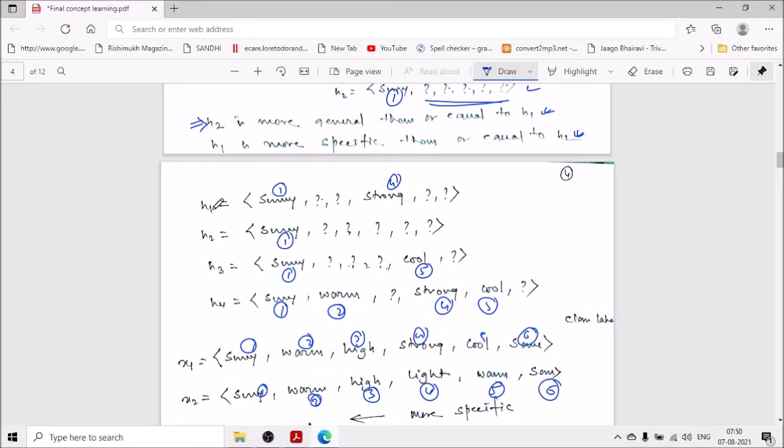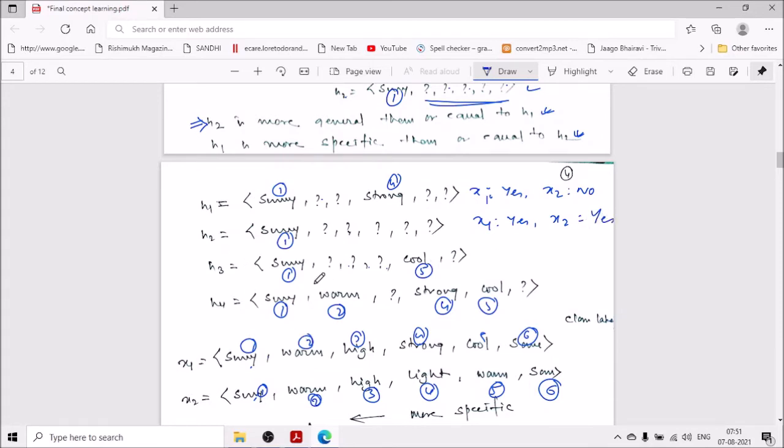Now if you use H1, what will be the output for X1? For X1, we have to check sunny and strong. Both are true, so X1 will be yes. What about X2? Sunny and light is there, so it is not true for X2. The answer will be no. For H2, we have to select only one attribute, that is sunny. In both cases it is sunny, so for both X1 and X2 it is yes.